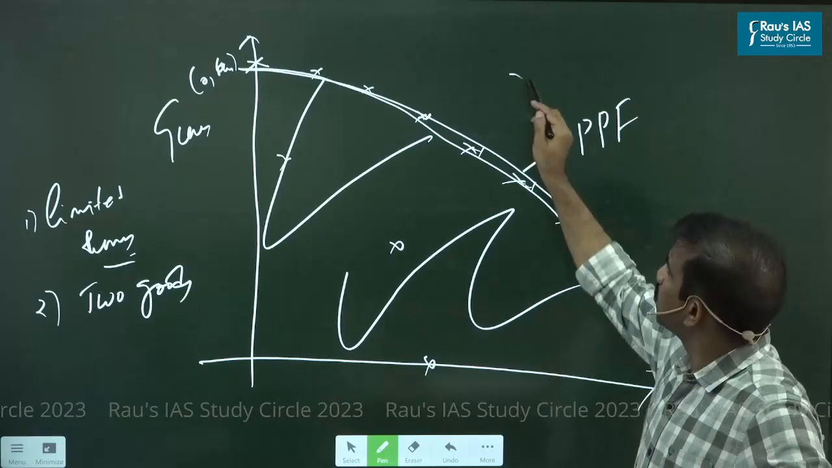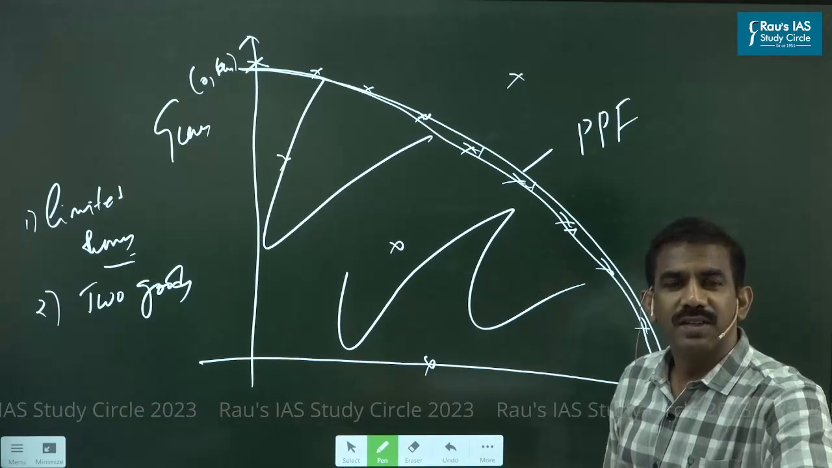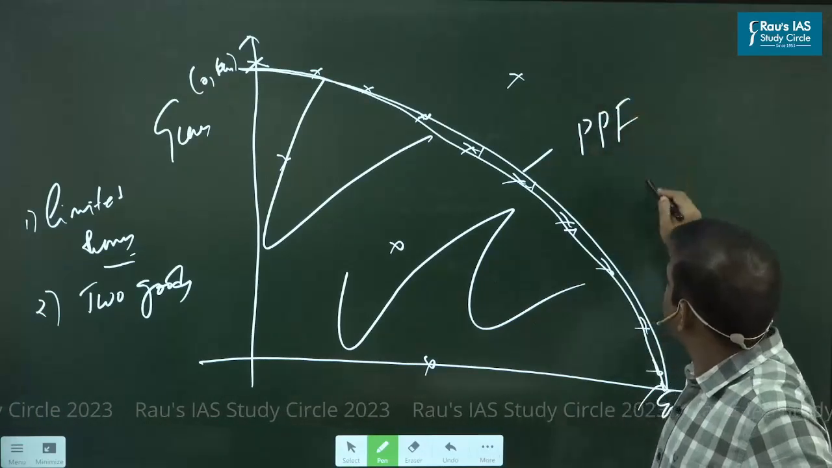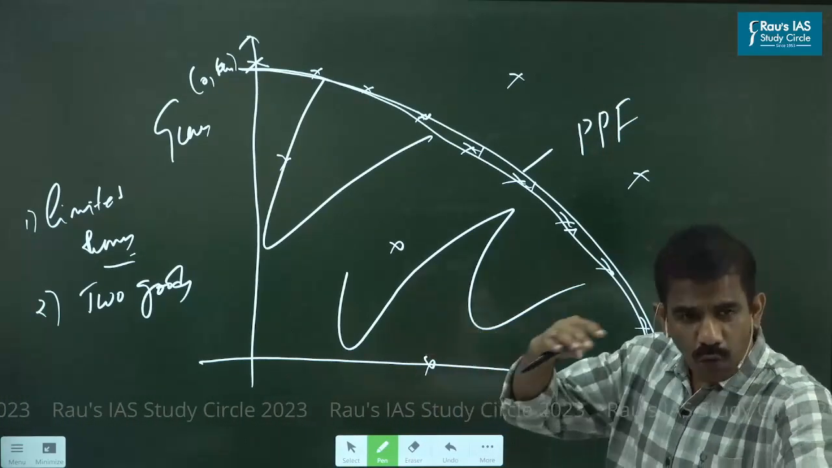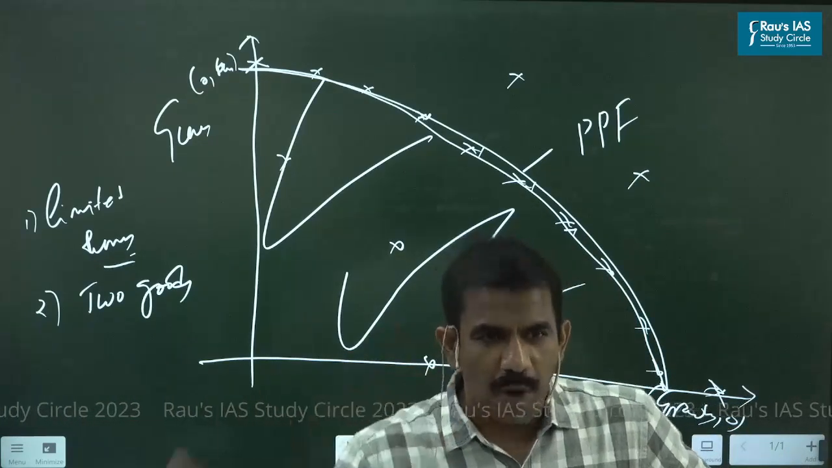But is this point possible? No. Is this possible? And is this possible? No, because frontier simply means the limit, or simply the boundary.